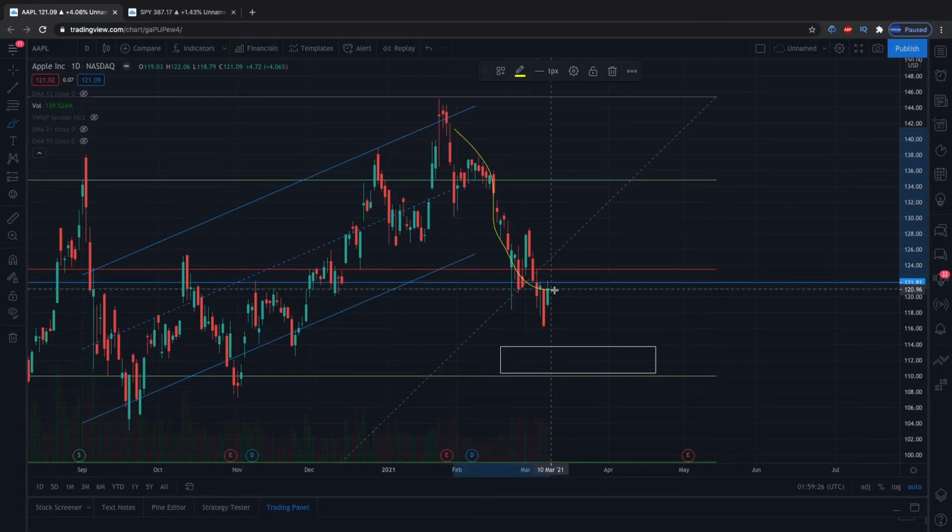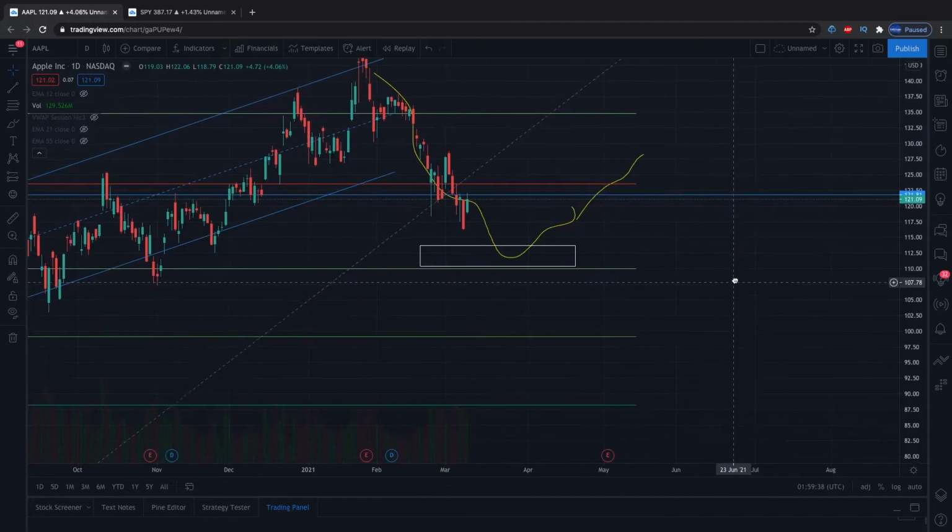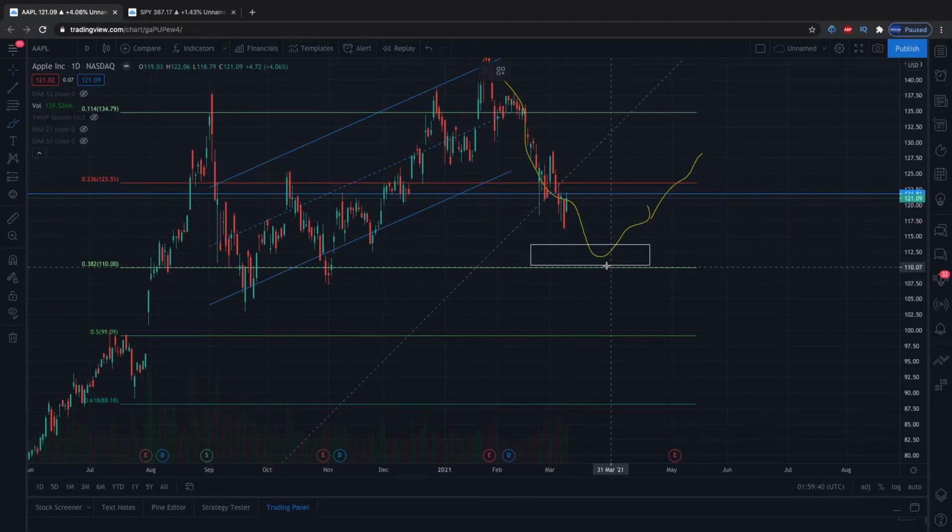So we should come down to around here and have a slight bounce. It could be a dead cat bounce, but it could also be the start of an uptrend if market conditions allow for that. Or another possibility is that we come down all the way here to fill this gap. We do have a gap here that hasn't been filled yet. And as you know, markets do like to fill gaps.